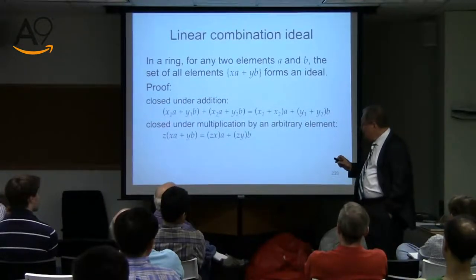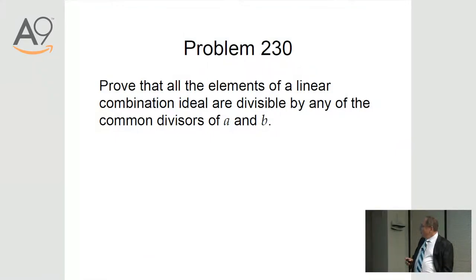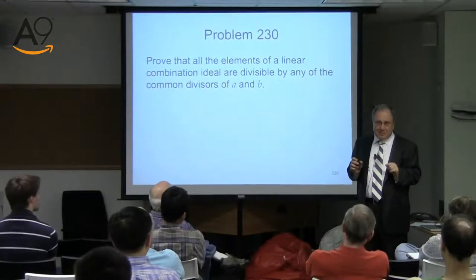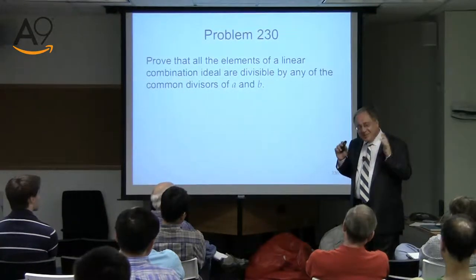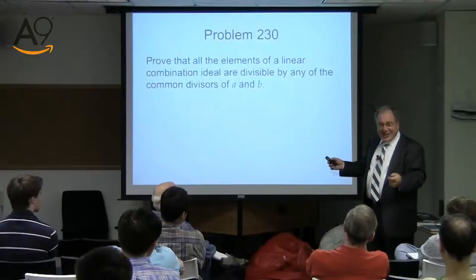Right? Now, you have to prove this again. You could prove it even now. If you cannot prove it now, you could try to prove it at home, that any linear combination of two numbers is divisible by any divisor of these two numbers. Well, again, you could actually say, well, it's trivial, and yes, it is.